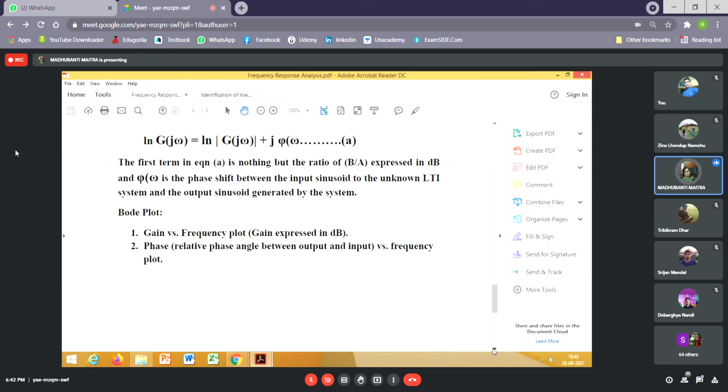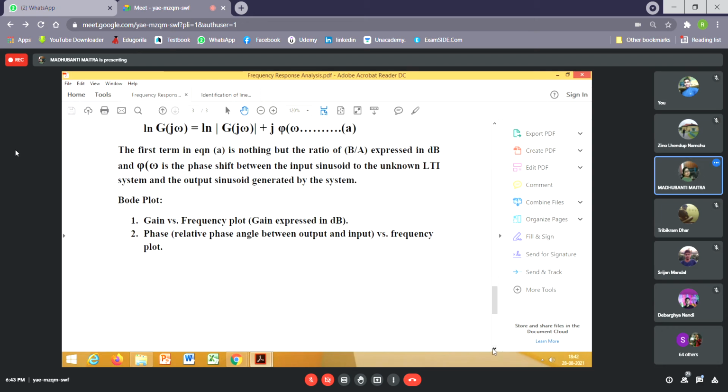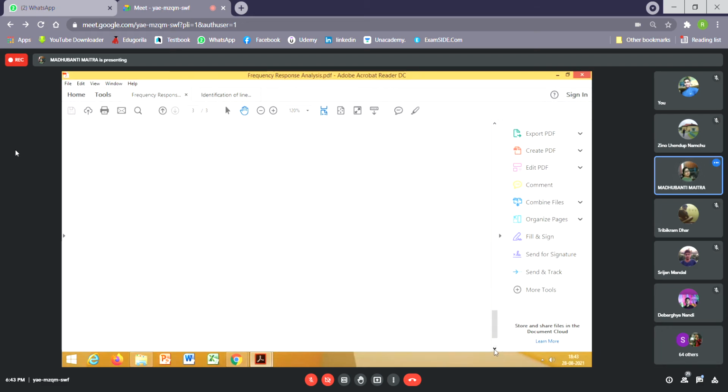Please note, for a linear system, the frequency will never change. The frequency of the input and output sinusoid will be the same. And that is not the case in nonlinear systems. Now, a Bode plot actually consists of two plots. One is the gain versus frequency plot, gain expressed in dB, that means 20 log B by A, and the other is the phase angle of output with respect to input versus frequency plot.